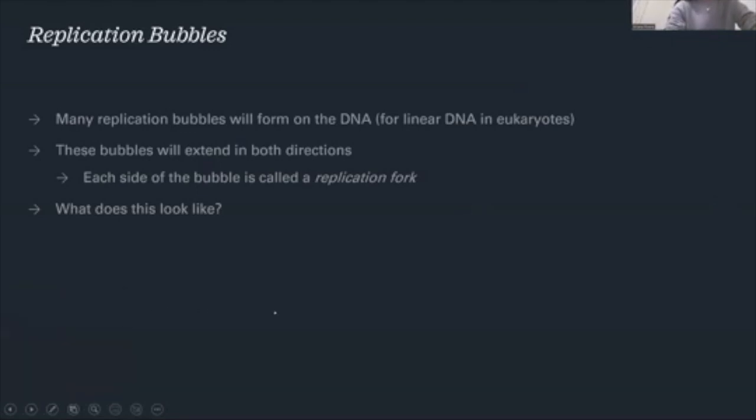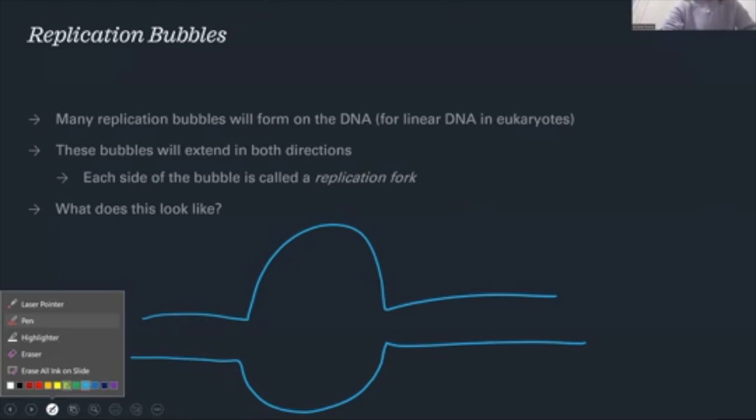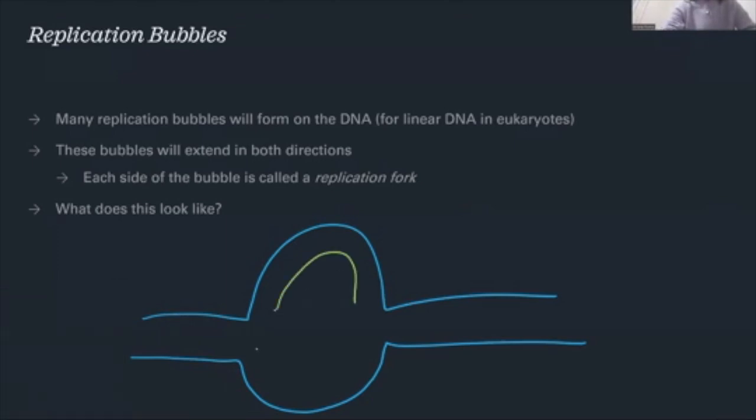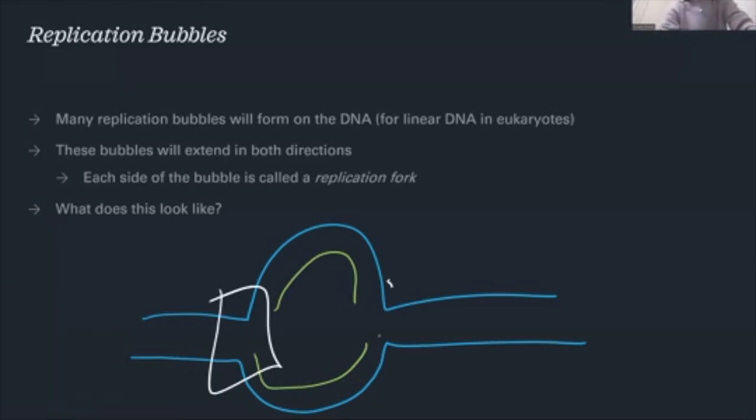So this is what a replication bubble looks like. So there's my little replication bubble. This is my old DNA. If I'm adding on new DNA, that would be like that and there. And my replication fork is going to be these two sides right here. So where we need to keep replicating is my replication fork.